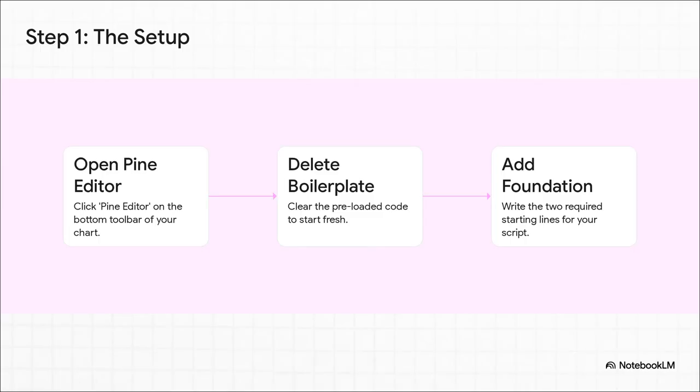Okay, first things first, look down at the bottom of your TradingView chart. You'll see a tab that says Pine Editor. Click that. You're going to see some default code already in there. Just select all of it and hit delete. We want a totally clean slate to start with.